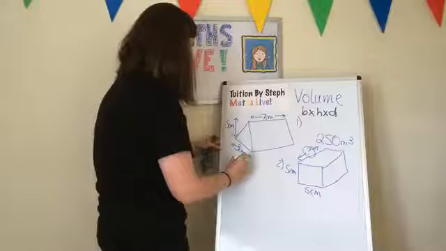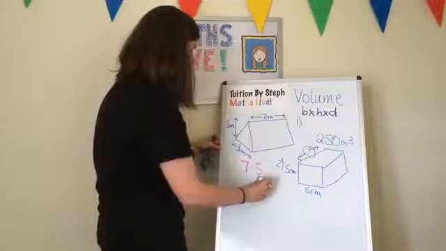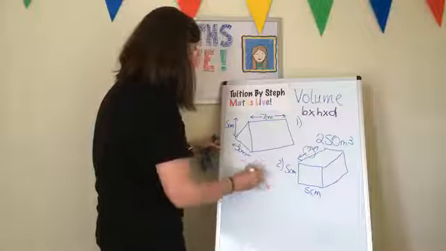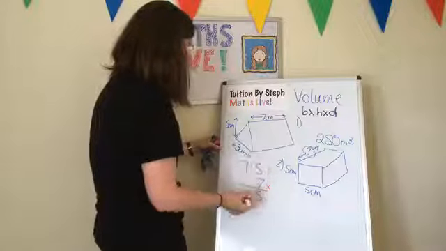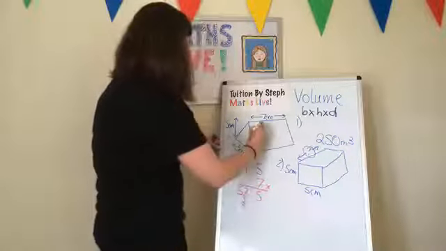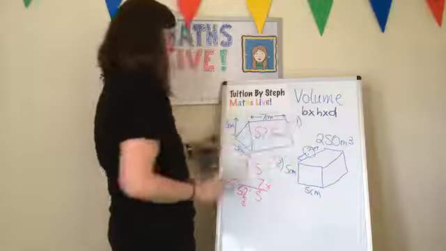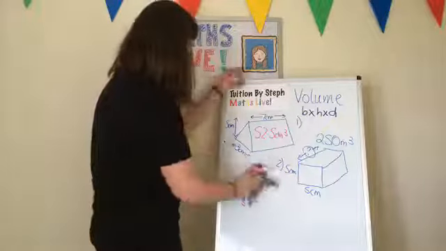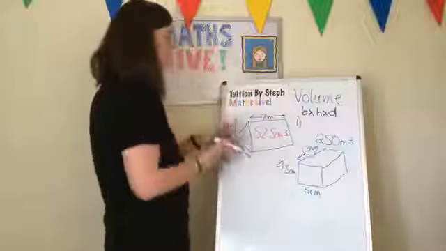I had to make it trickier for you. So then it's 7.5 times by 7. So 7 fives are 35. 7 sevens are 49. 50, 51, 52. So it's 52.5 centimetres cubed. So 5 times 3 is 15. Half the answer times it by 7.